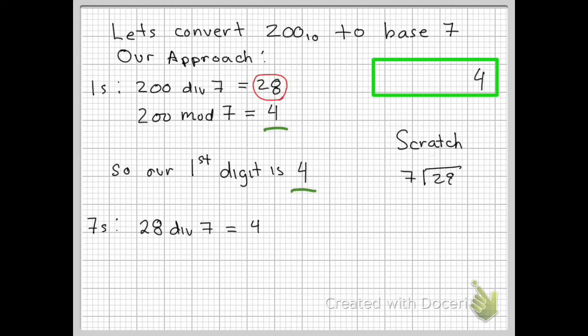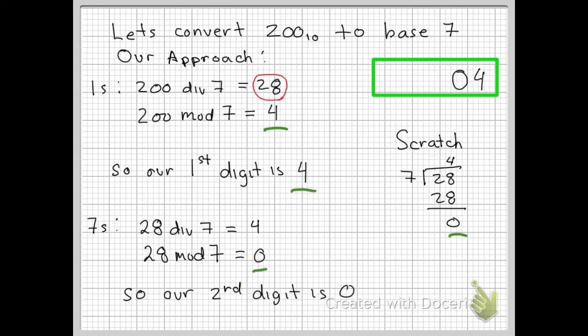So we take the 28 from our previous calculation that's circled here in red, and we say 28 div 7 equals 4. So in our scratch area, we said 7 goes into 28 4 times. 4 times 7 is 28 with a remainder of 0. So 28 mod 7 equals 0. We've already calculated that. So our second digit is 0, and we write that in our green box.